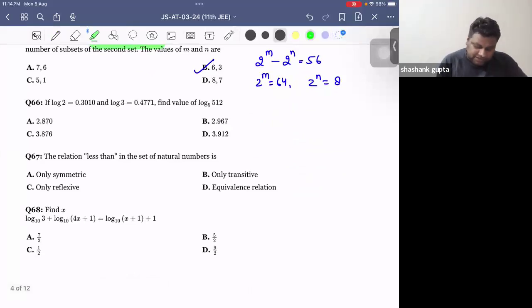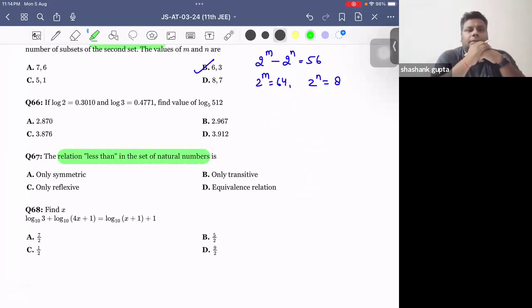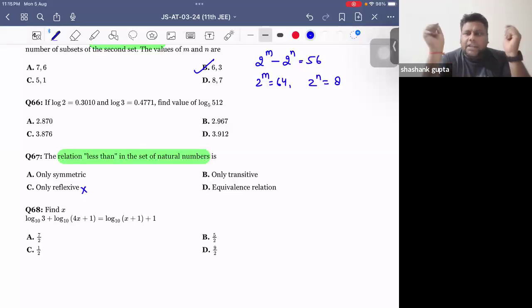Question number 67, is the relation less than. Now see, is any number less than itself? No. So this relation is not reflexive. If A is less than B, is B less than A? Answer is again no. So it is not symmetric. If A is less than B and B is less than C, then certainly A is less than C. Did you get it? That means A is related to B and B is related to C, so A is related to C. So this is only transitive. Very simple basic question.